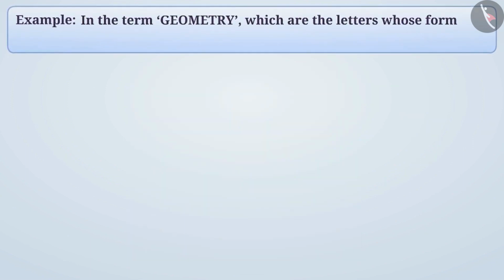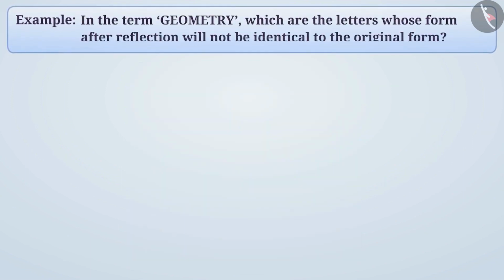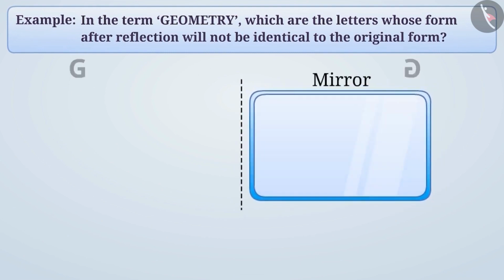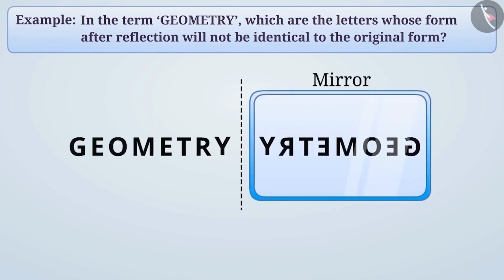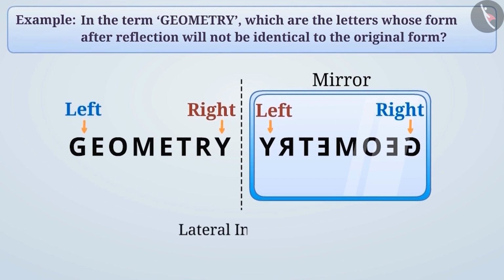Example 2. In the word geometry, can you tell me which are the letters whose reflection will not be identical to the original form? Imagine we place the word geometry in front of a mirror. In such a case, we see the right part appears to the left and the left part appears to the right. This is what we call lateral inversion.